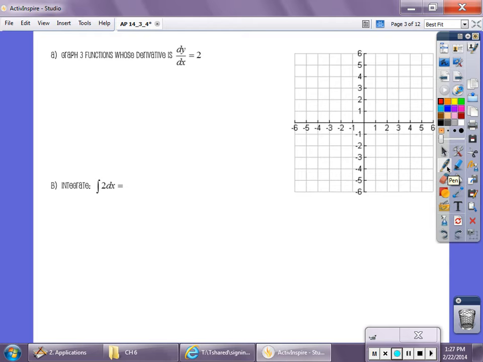So starting off, your warm-up here. It says to just graph 3 functions whose derivative is 2. So if you think about that, your functions would have to be any kind of line with whatever intercept you want to pick. So as long as the slope is 2, I'll do one line pretty far up here just to have them equally spaced out and not crammed.